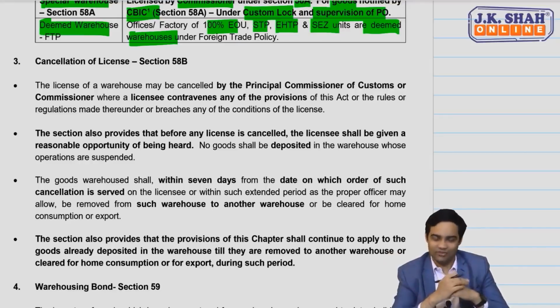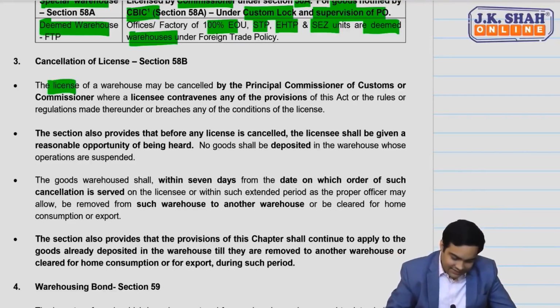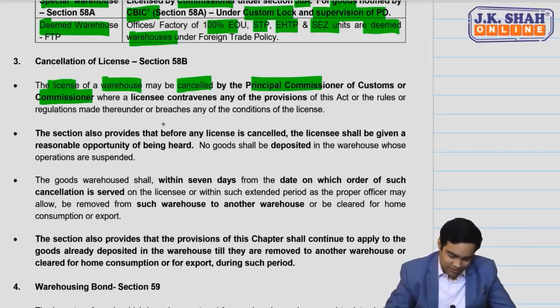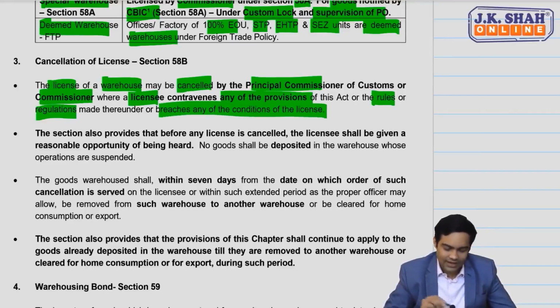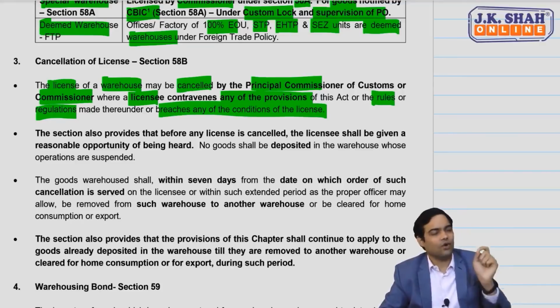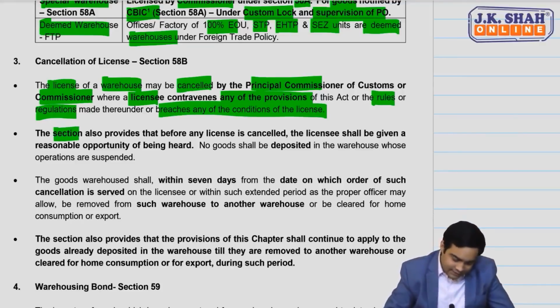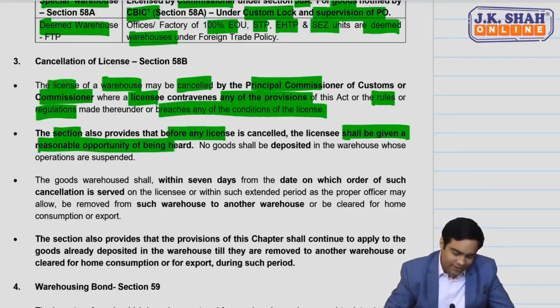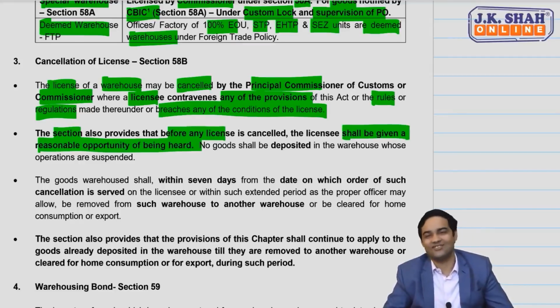Let's have a look at the provision. The license of a warehouse may be cancelled by principal commissioner or commissioner where the licensee contravenes any of the provisions of this act or the rules or regulations made thereunder or breaches any condition of the license. The moment they break certain rules, then he is liable for cancellation. The section also provides that before any cancellation, an opportunity to be heard should be given. You are well aware of this concept for now.